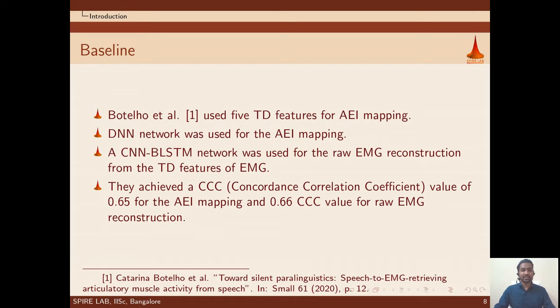Now coming to the baseline work. So Botello et al. used 5 TD features for the Aei mapping. They used a simple DNN-based network for the Aei mapping by using stacked input frames of the MFCC to account for the temporal dependencies in the data.